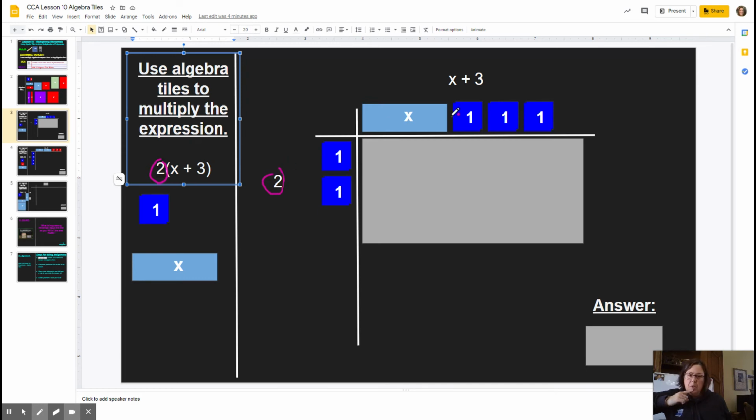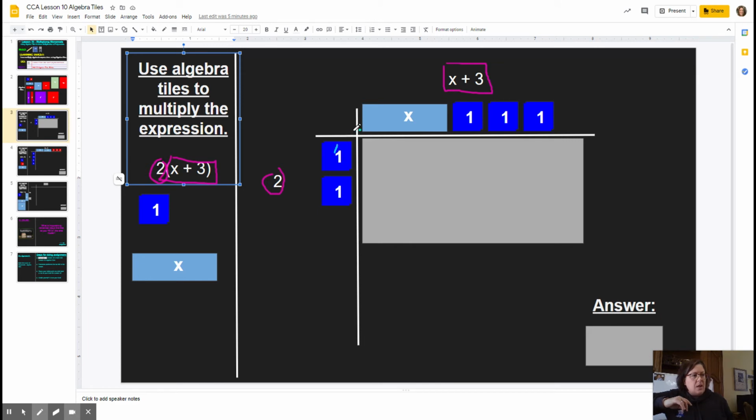I could have put it up here in the top. It doesn't matter where you put it. And I brought the x plus 3 from the original expression. It is up here. Again, I could have switched the order. That is not going to matter in terms of what we're doing. So from here, you're going to multiply whatever is outside the little T-chart thing with each other.